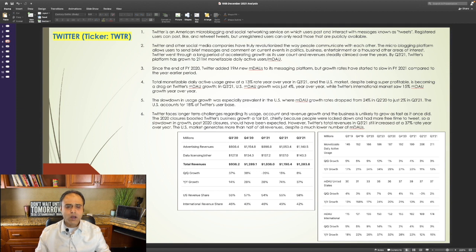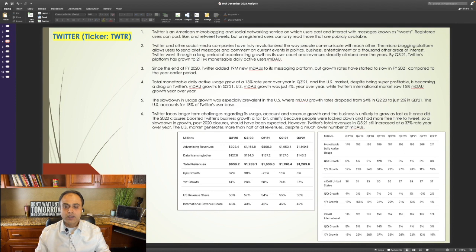Twitter faces longer-term challenges regarding its usage, account, and revenue growth, and the business is unlikely to grow as fast as it once did. The 2020 closures boosted Twitter's business growth a fair bit, chiefly because people were locked down and had more free time to tweet. So a slowdown in growth post-2020 closures should have been expected.